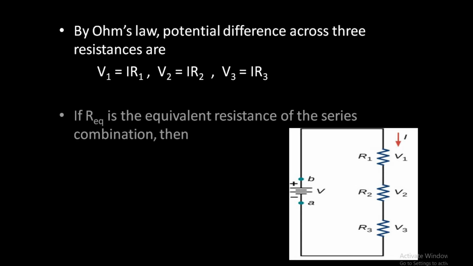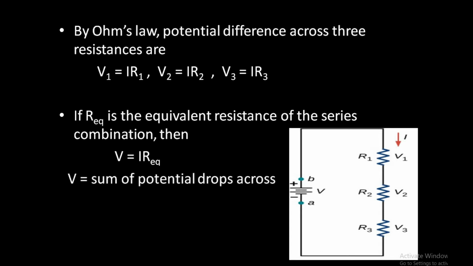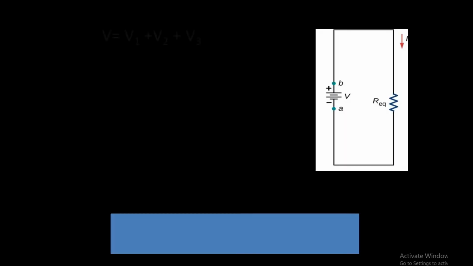Now if Req is the equivalent resistance of the series combination, then the total voltage or potential difference that we provided to the circuit is equal to I Req, where V is the sum of potential drops across each individual resistance. So V equals V1 plus V2 plus V3. Okay. And V1 equals IR1, V2 equals IR2 and V3 equals IR3. So V equals IR1 plus IR2 plus IR3, and here V equals I Req.